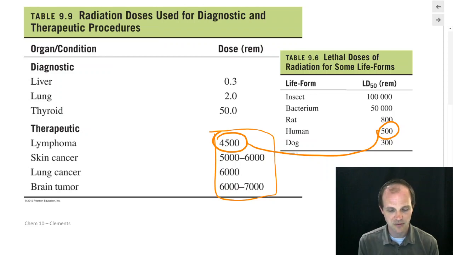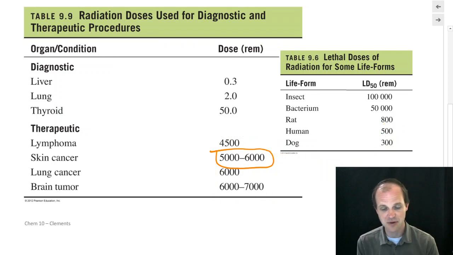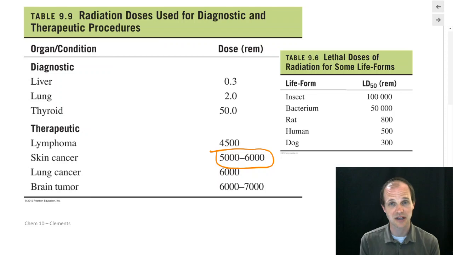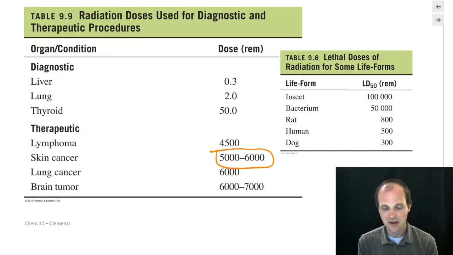So if we're treating lymphoma or skin cancer or lung cancer or brain tumors, shouldn't every one of those patients be dying from the radiation exposure that they're getting? And the answer would be yes, if it was exposed to the entire body. However, each one of these therapeutic things is very, very focused. And so if you're trying to treat skin cancer, you've got very focused radiation exposure on that skin cancer, enough to pretty much kill everything that radiation is exposed to. And so you're killing all the skin cancer, you're also killing all the regular cells, which is why there's a lot of side effects from radiation therapies. But it's enough to get rid of those cancerous cells.